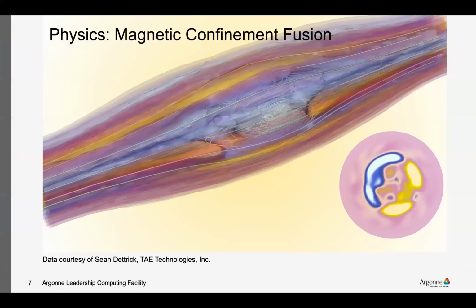So this is an example of one of the cases where, in addition to research universities and other national labs that use the ALCF resources, we also work with a number of corporate partners as well. This is an example from TEA Technologies, where they're building devices for magnetic confinement that's looking into the use of plasma and fuel fusion.